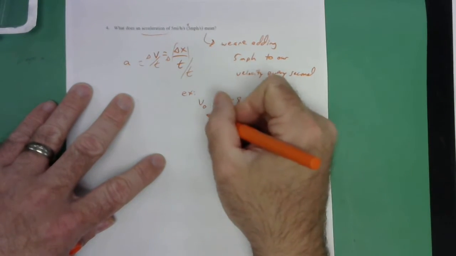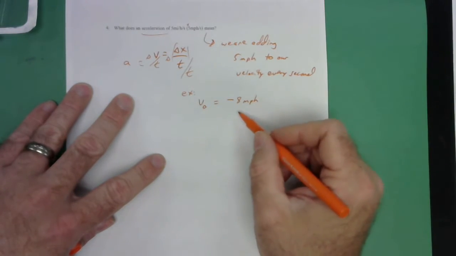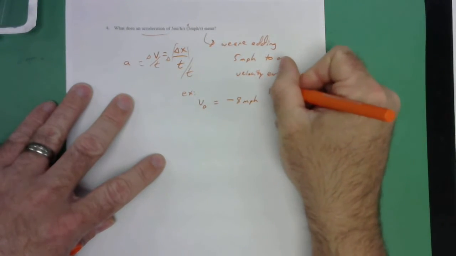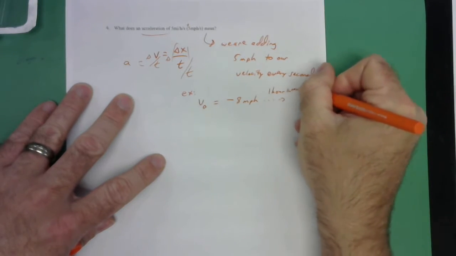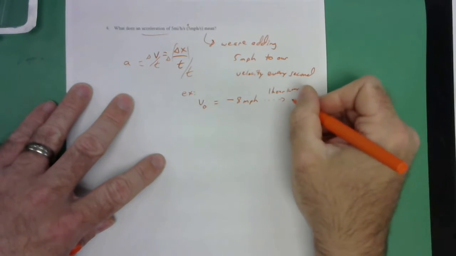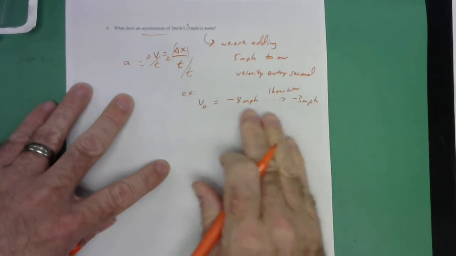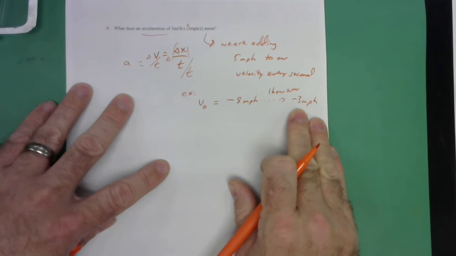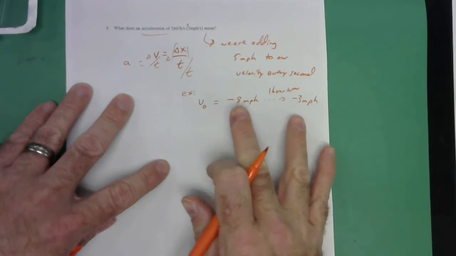But what if I'm going to add 5 to it every hour? Well, 1 hour later, I would have added 5. Now my velocity would just be negative 3 miles per hour. Which is faster? Negative 8 miles each hour or negative 3 miles each hour? Negative 8 is faster. You're going farther. The negative is just direction.